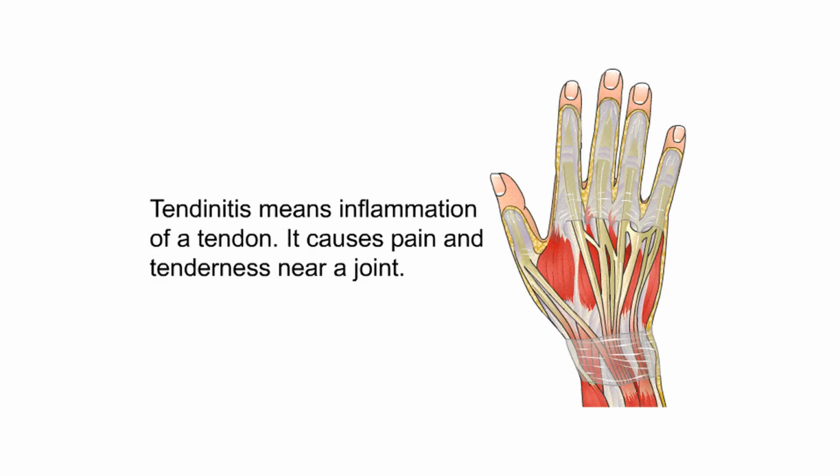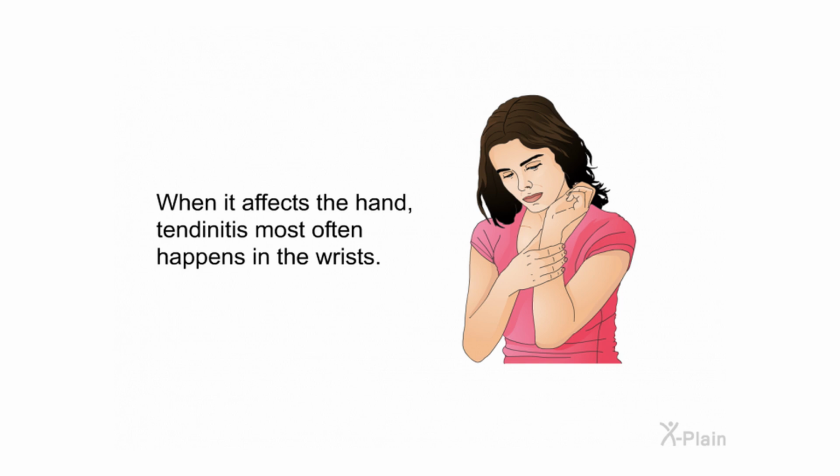Tendinitis. Tendinitis means inflammation of a tendon. It causes pain and tenderness near a joint. When it affects the hand, tendinitis most often happens in the wrists.